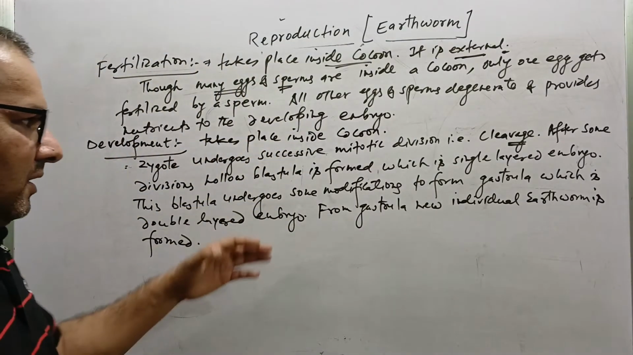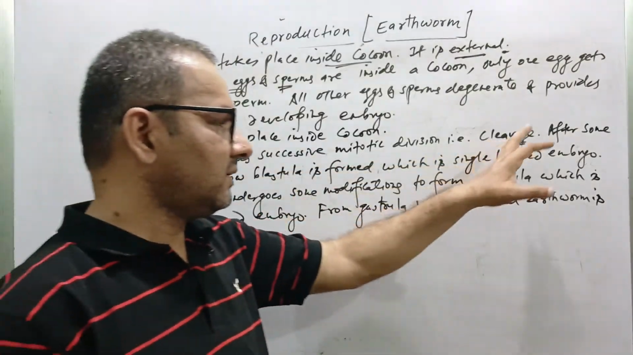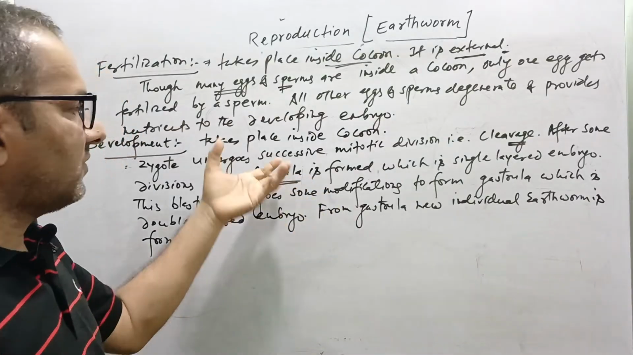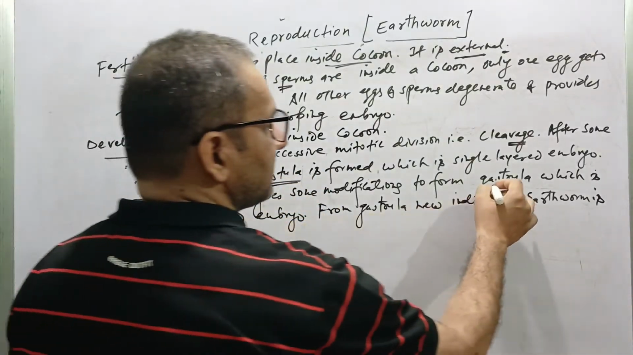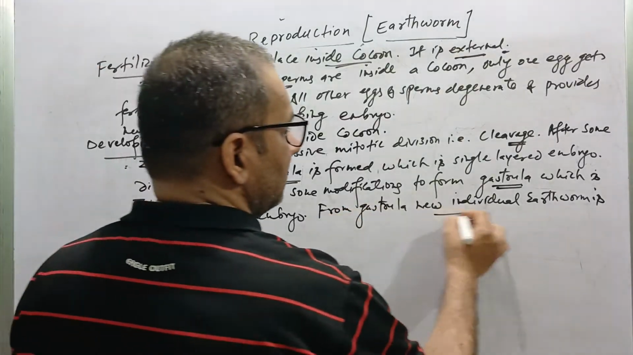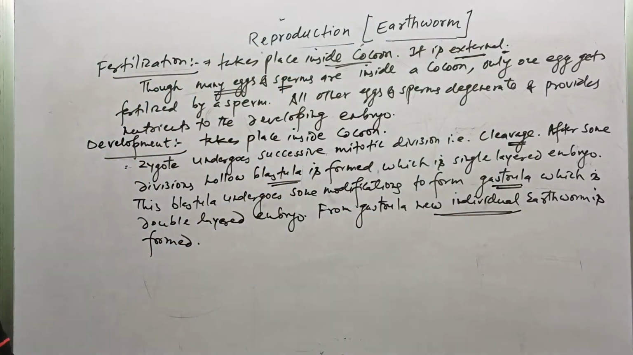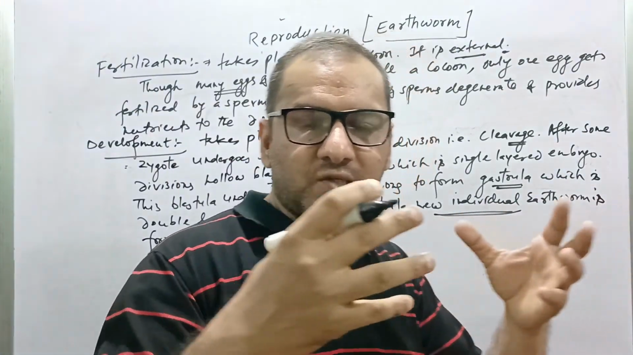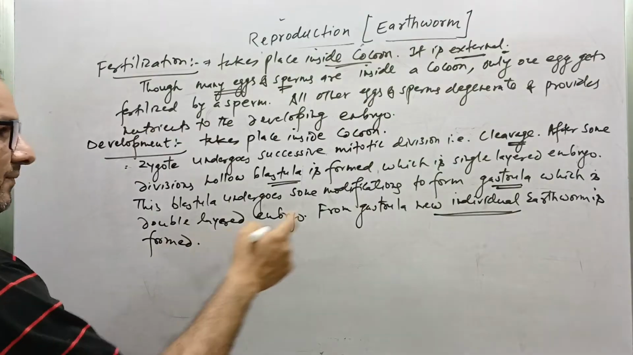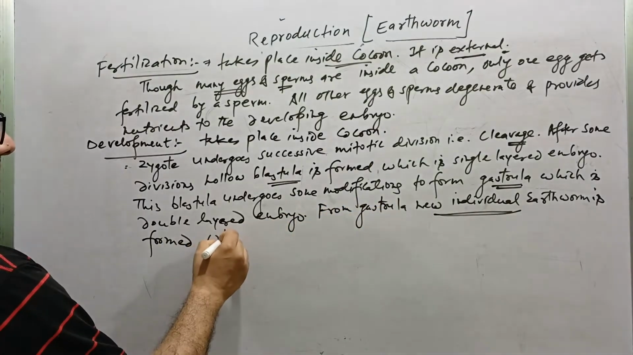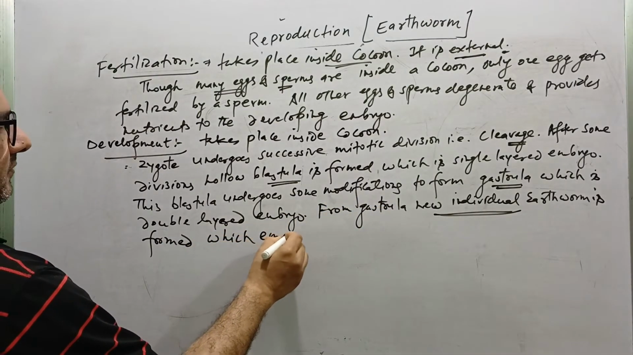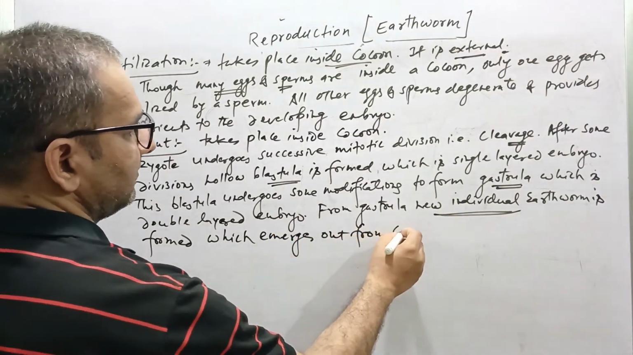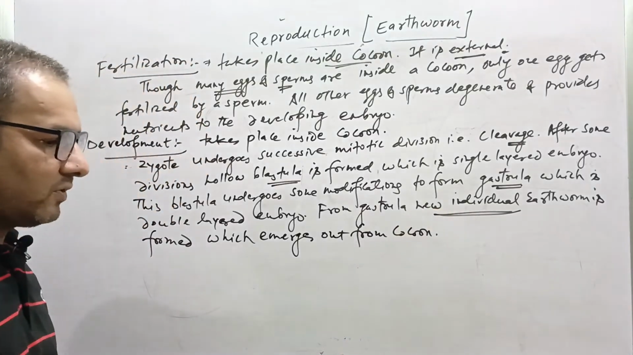Now look here. At first the zygote undergoes cleavage. A hollow embryo, that is called blastula, is formed. This blastula undergoes modification and forms the gastrula, and from this gastrula the new individual earthworm is formed. Now this new individual earthworm emerges out from the cocoon. The cocoon bursts and the earthworm emerges out.